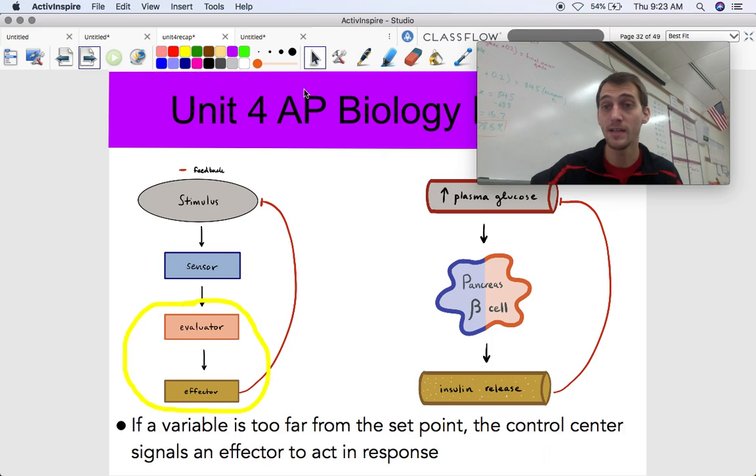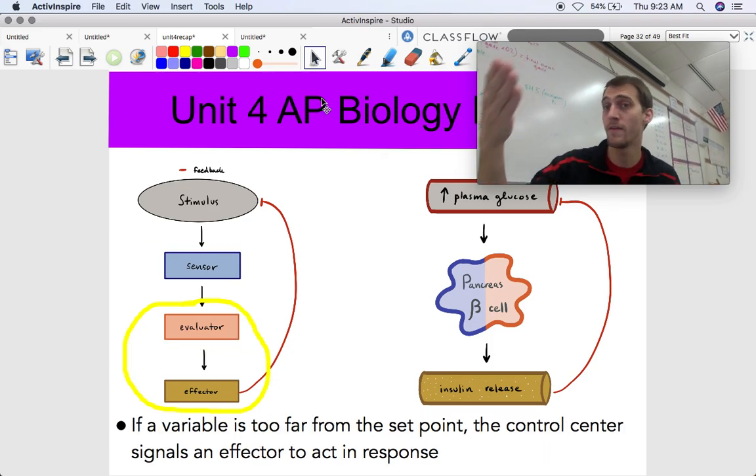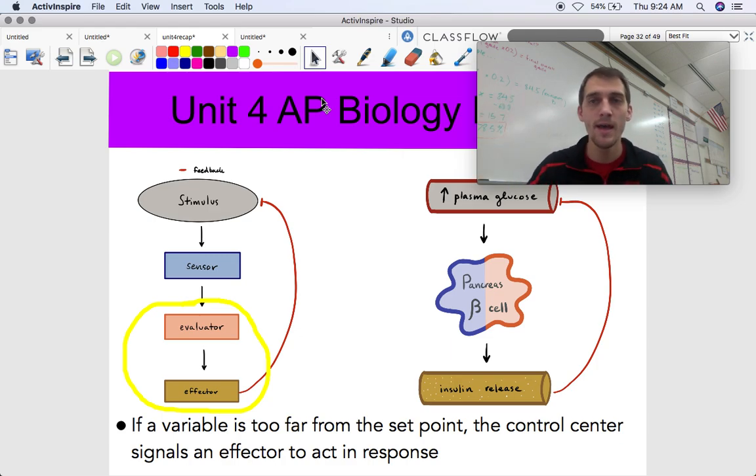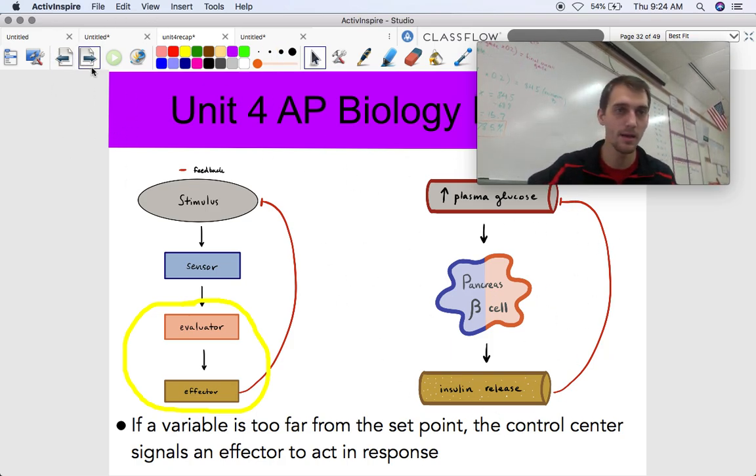Okay, and if it is too low, and the control center has to do something about it, it's going to send a message to an effector, and an effector is going to cause a change that is going to reverse the stimulus, right? So it'll tell my muscles, through hormones or through long distance or synaptic signaling, to start shivering. It'll tell my blood vessels to constrict, to conserve heat as much as I can. And so as I said, if a variable is too far from the set point, the control center signals an effector to act in response. All right, and here's our insulin and pancreas example again.